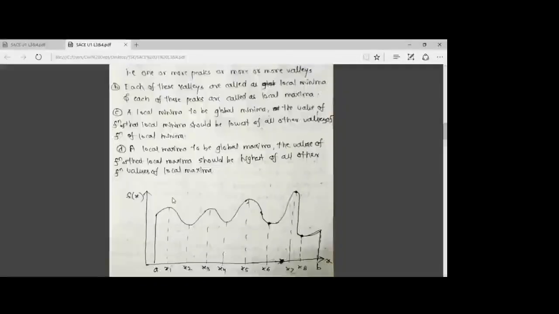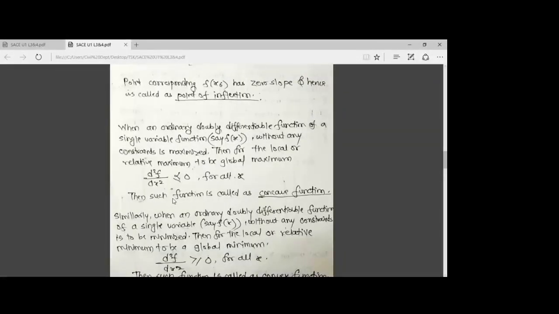We have seen how to decide whether a given function is a concave function or a convex function. How to decide that particular value? When an ordinary doubly differentiable function of a single variable, say f of x, without any constraint is maximized, then for the local or relative maximum to be a global maximum, what should be the condition?